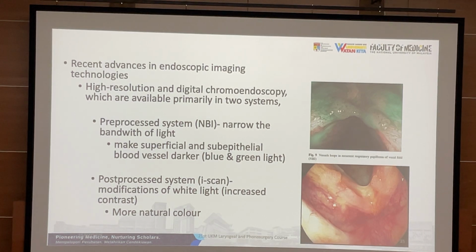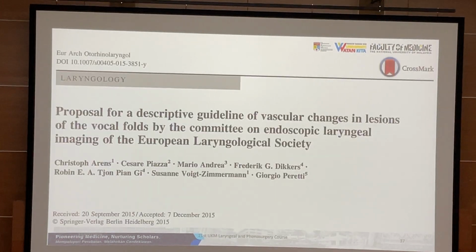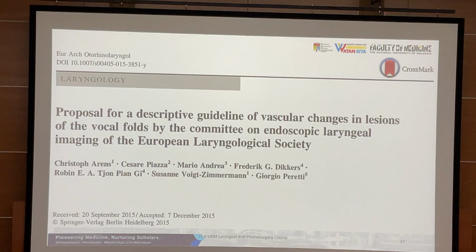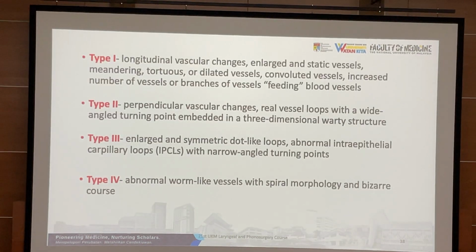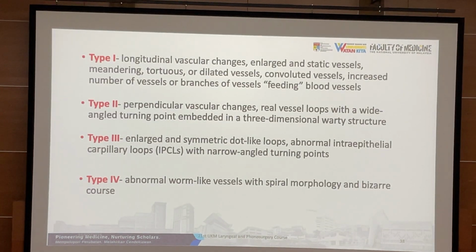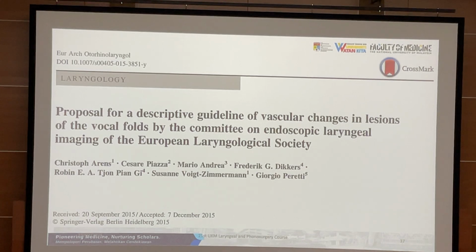What you want to look at is the vasculature. Why is it important to examine the vasculature? Because according to this classification, there's another classification, but I just focus on this. According to this classification, the vasculature pattern will help you to determine whether this is benign, pre-malignant or malignant.